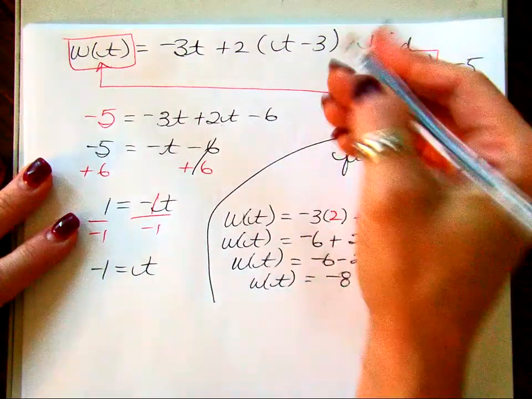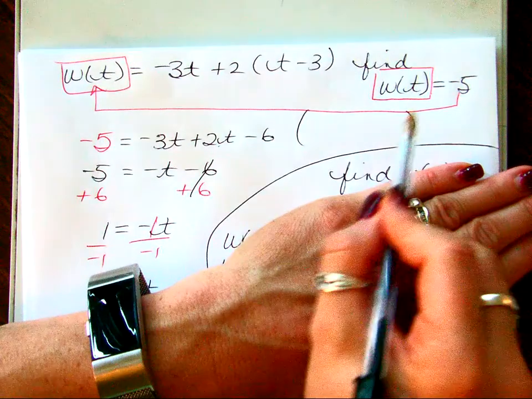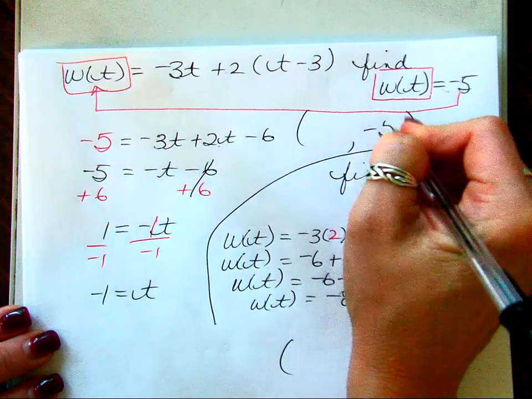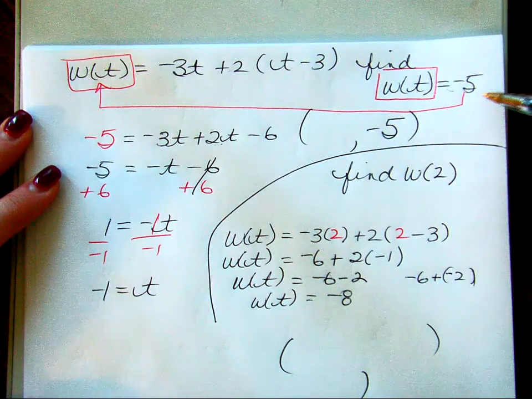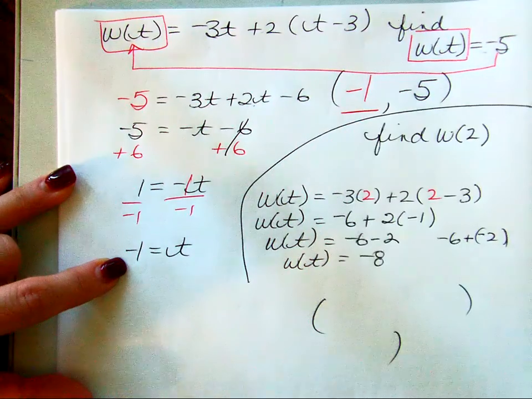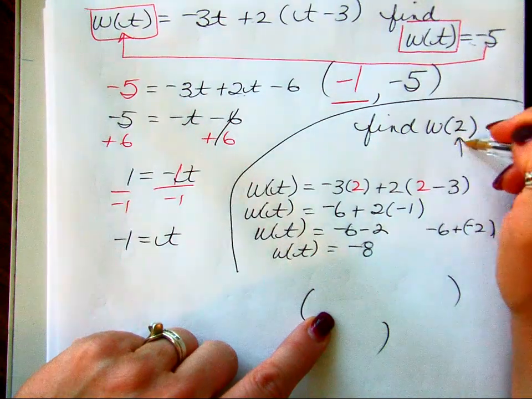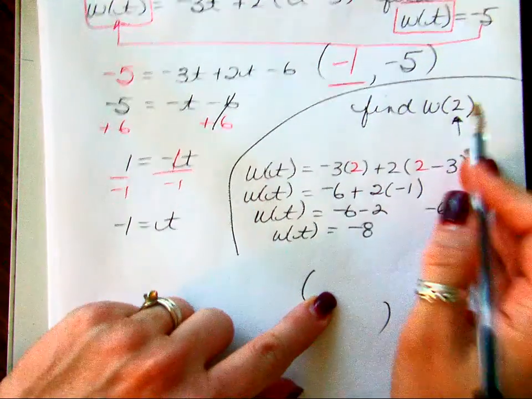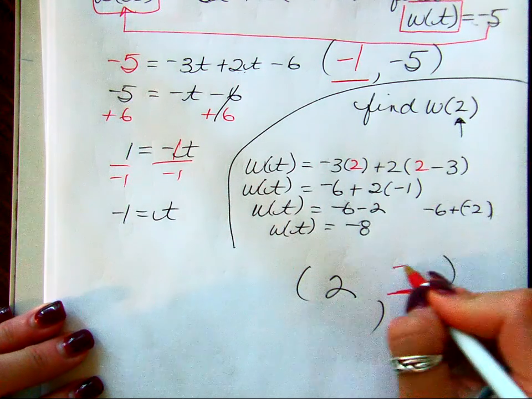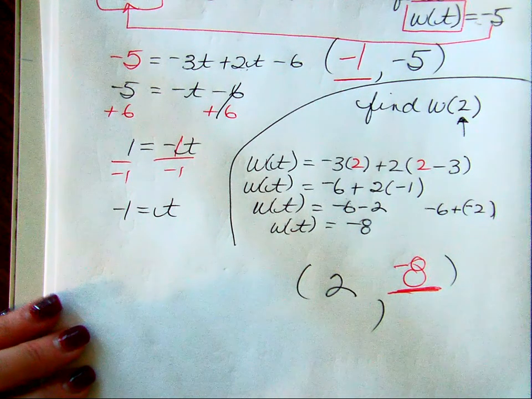So ignoring this right here, what was given in the original? W of t. So where does that go? And when I found that W of t was negative 5, what did t work out to be? Negative 1, right? So what's the ordered pair for this one? This time I gave you the t, because that's what's in the parentheses. When t was 2, what did W of t work out to be? Negative 8. All right? See what I mean about it's just a matter of knowing where to put the value. And once you do, you go from there.